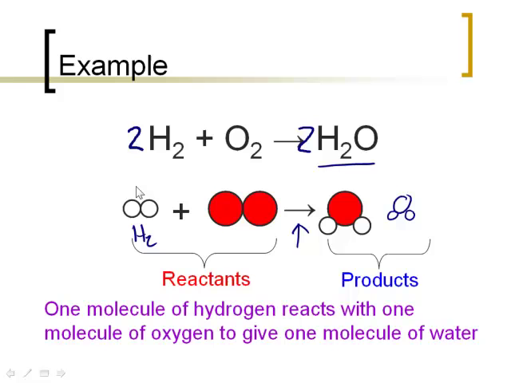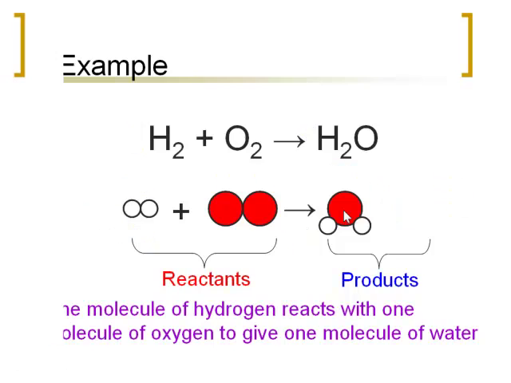If I had 2 of these hydrogen molecules to start with, then I'd have a total of 4 hydrogen atoms on this side, and I'd have 4 hydrogen atoms on this side. Over on this side, I would have a total of 2 oxygen atoms. On this side, I have 2 oxygen atoms. And now the whole equation is balanced.